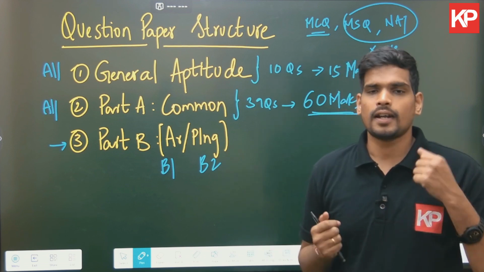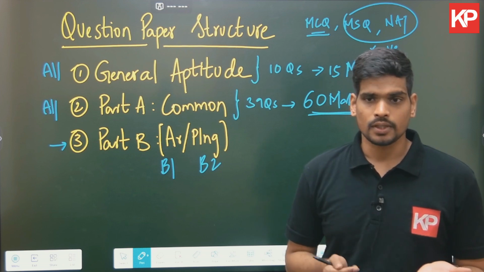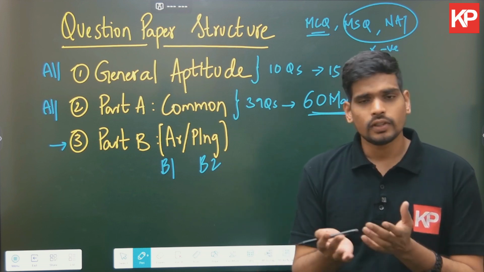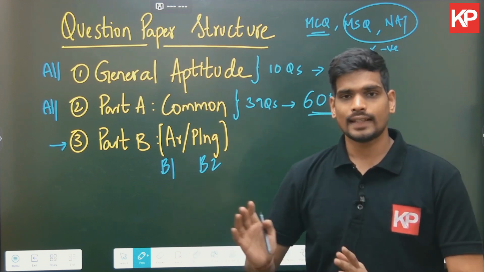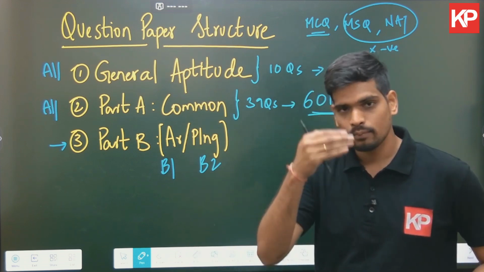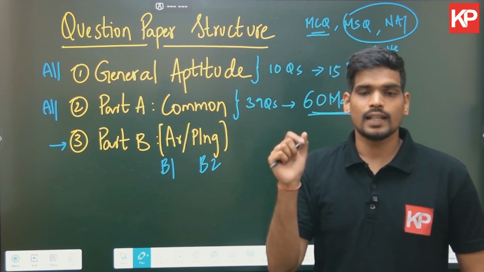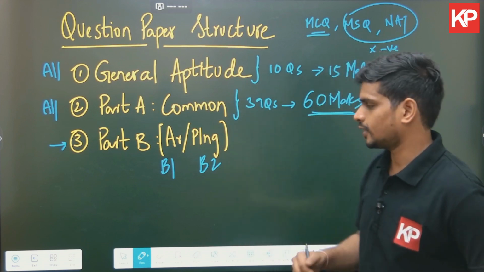You need not tell which part you will attempt while applying for the examination. In the application portal of GATE, you need not specify; you can take the decision of which part to answer during the examination itself. You can tick any one. So you'll have both the question papers, and you can select either architecture or planning and answer the questions.